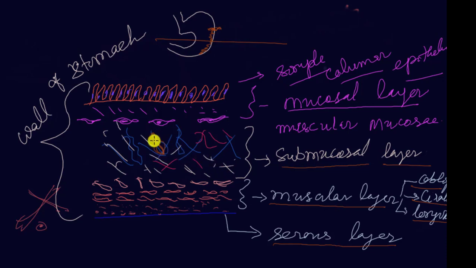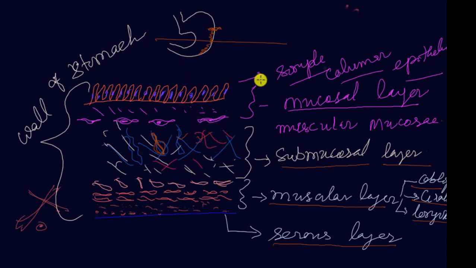Okay, these are the gastric glands, some arterial terminals, some venous terminals, right, and some nerve fibers over there, and you will find the connective tissue. So all these things are known as your submucosal layer.